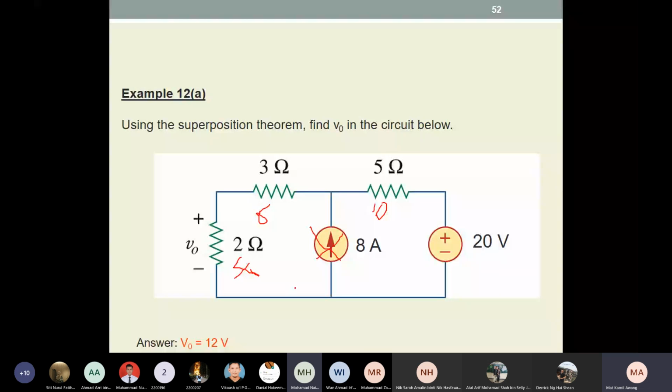The second one, you short this. So 8 this way. If it's 8, then this is 4. 4 times 2 is 8. So 8 volts. So 8 plus 4, 12. Okay. So that is the superposition.